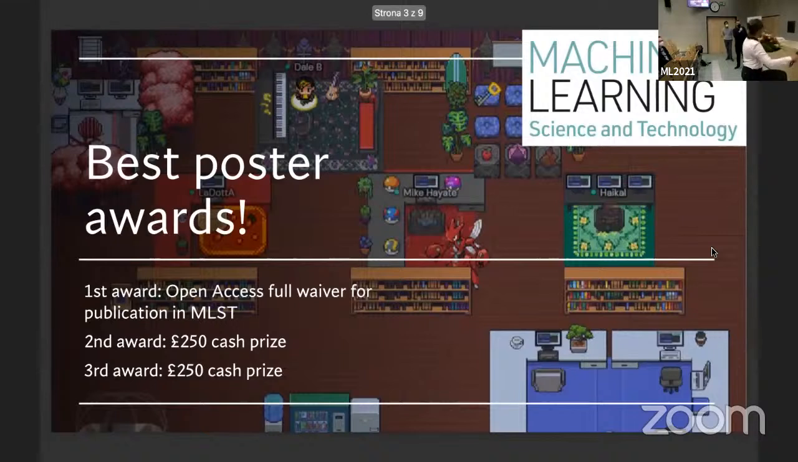Yes, exactly. The Machine Learning: Science and Technology journal was generous to support the best poster award. The first award is the open access waiver for publication in the journal. The second is a £250 cash prize, and the third is the same. Somehow I think that everyone wants the second and third, because anyway your supervisors can pay for the first one, but you can put in your CV that you were the winner. The votes were popular votes plus votes of the organizing committee, and they were quite democratic in that sense.